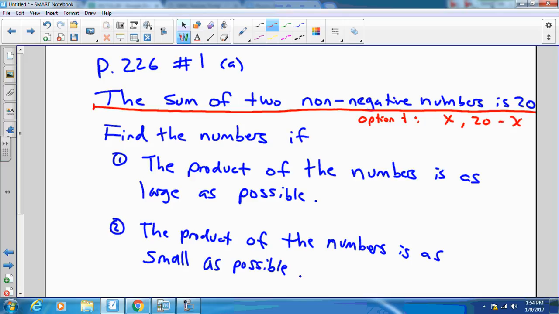There are 2 options we could have picked. Option 1 is to use one variable. If we do that, then our 2 numbers are X and 20 minus X. Option 2, which I prefer a little bit, is to use 2 variables because I've got 2 numbers, and I'm going to call them X and Y. And they are constrained by the fact that their sum is 20. You see how the English corresponds word for word. Either way, I'm going to end up with the same equation in the end.